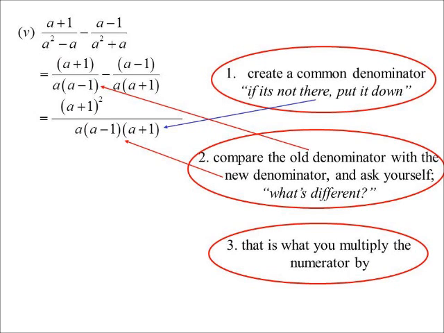I'll look at the next one. The next fraction I had a plus 1. What's different? It's the a minus 1. So that's what I'll multiply this one by. So it'll be minus a minus 1 squared. Okay? So that's how I deal with addition and subtraction of fractions. If it's not there, put it down, creates my denominator, and then I just go, what's different? And that's what I know what to multiply the top by.